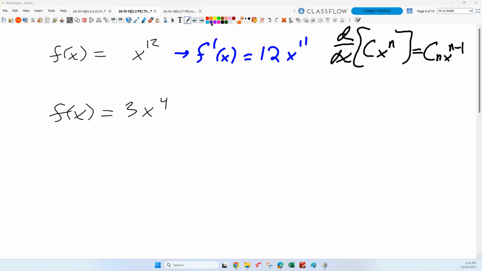Okay? How about this one? f of x equals 3x to the 4th. What's f prime of x? 12x to the 3rd. That's it. You drop the 4 out front, and it's a coefficient, so 3 times 4 is 12x cubed. How simple. Do you prefer that to having to go through and doing the limit every time? I sure do.